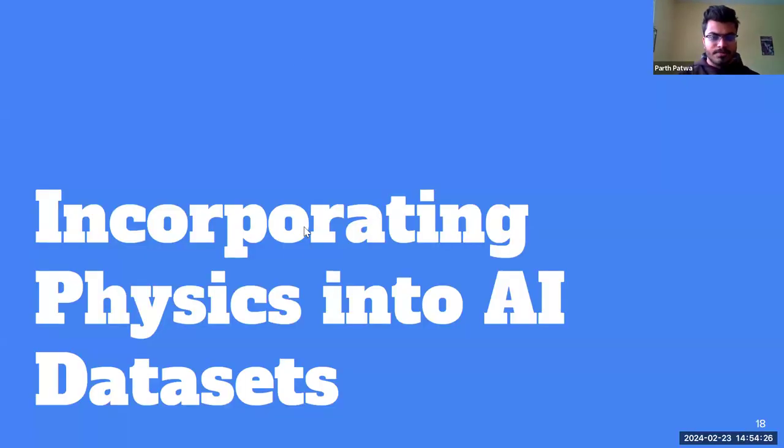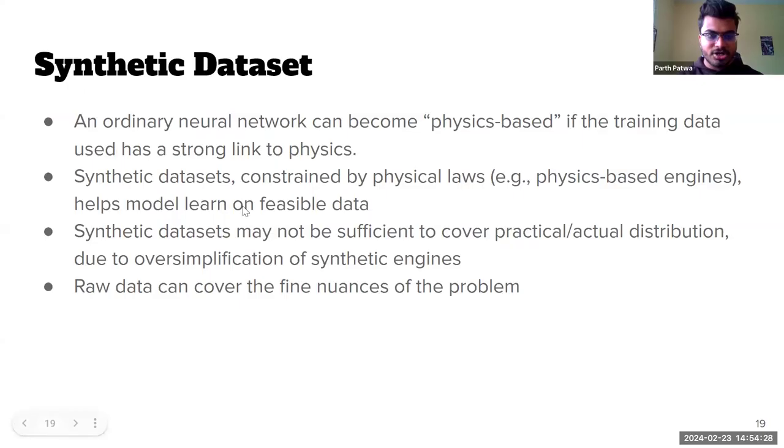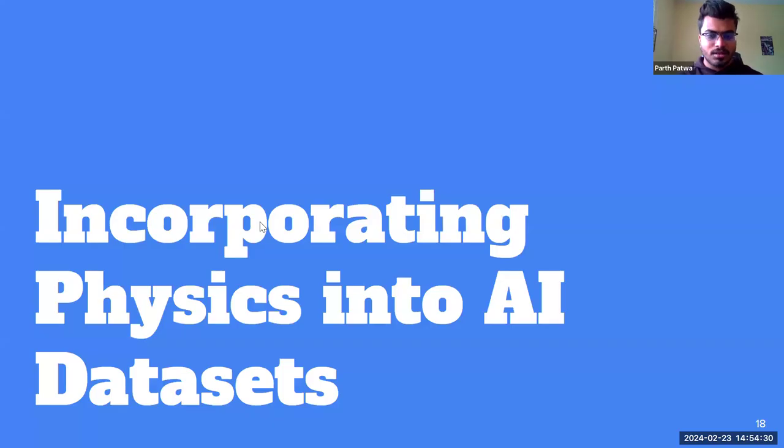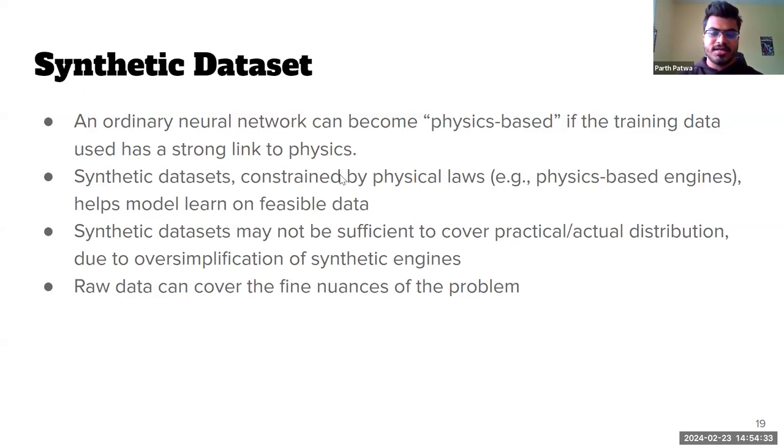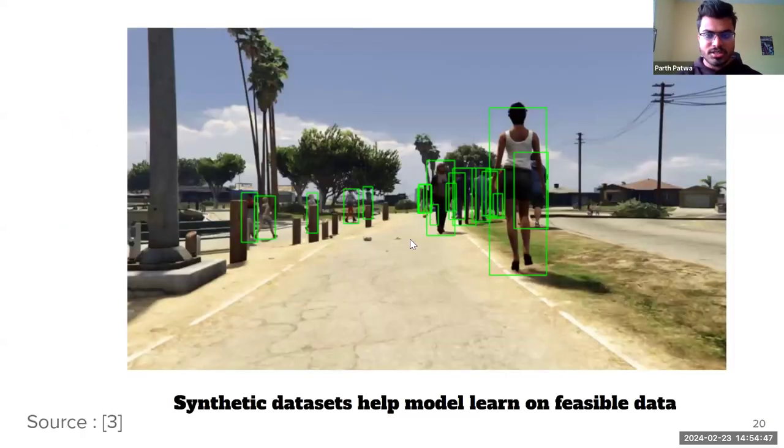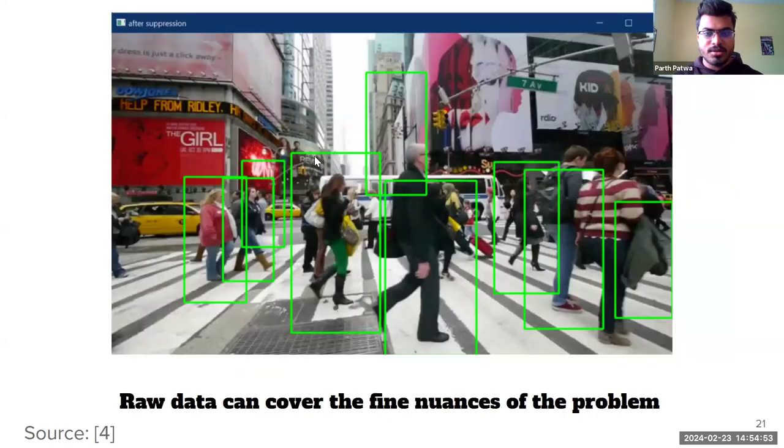This was covered previously, how we are incorporating physics in AI data sets. We are creating synthetic data sets which adhere to some physics principles, and they may not be sufficient, but they're good enough to give some pre-training to the model. This could be synthetic data to detect humans, and it is useful, but we also use some real world data to get in all the nuances.